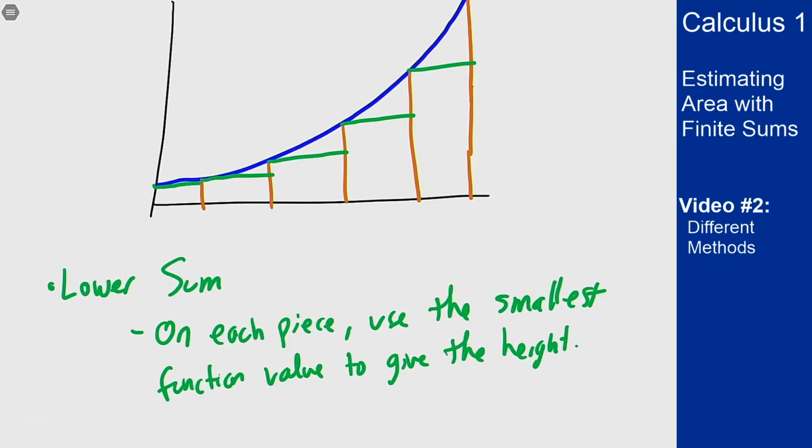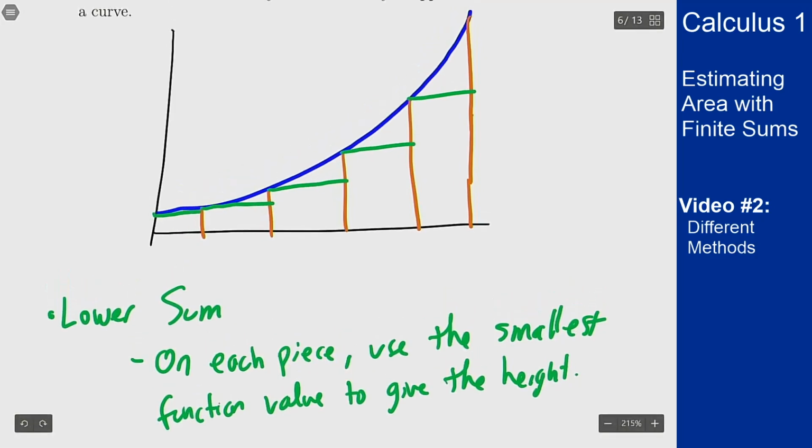Now what do I know about a lower sum? Well, this is always going to be less than the actual area. See in the picture, every rectangle sits under the graph, and there's always little pieces in here that my lower sum is missing.